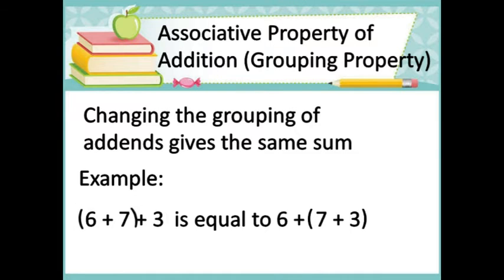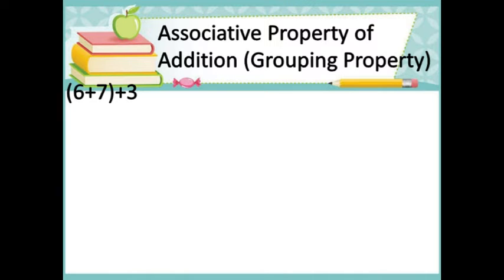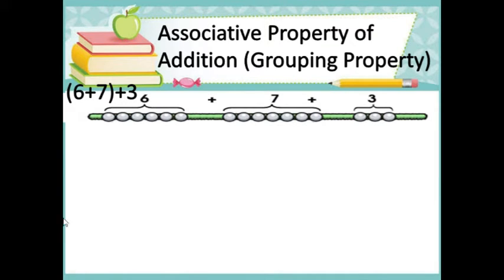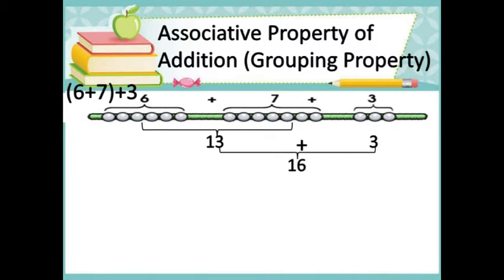This open and close parenthesis is what we call the grouping symbol. This grouping symbol tells us which numbers should be added first. So let's see how the associative property works. I have here again the 6 plus 7 plus 3, and the grouping symbol is on the 6 and 7. So I have here again the beads. First we have 6 beads, second we have 7 beads, and third we have 3 beads. As the symbol tells us, we need to add first the 6 and 7. So 6 plus 7 is equal to 13. After adding the 6 and 7, we need to add the 3. So 13 plus 3 is equal to 16.